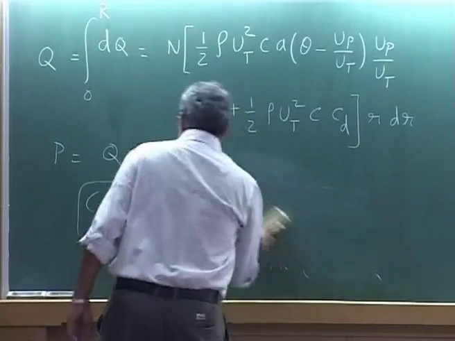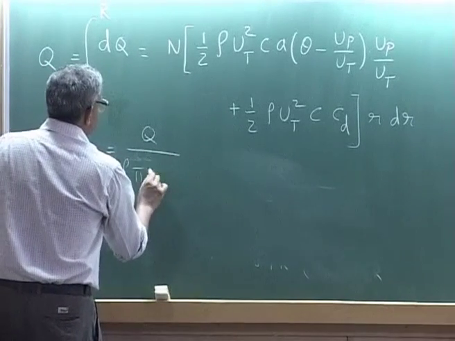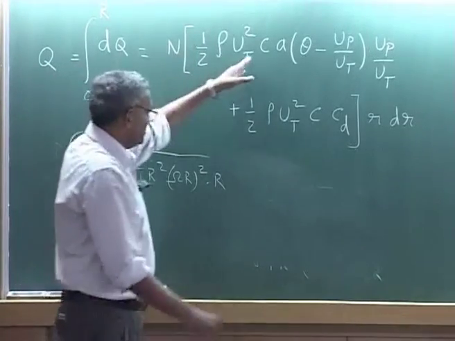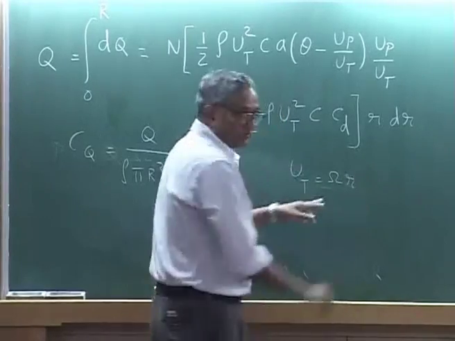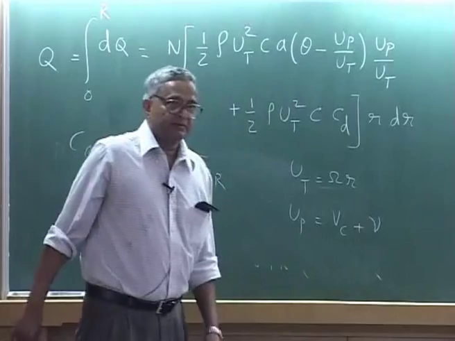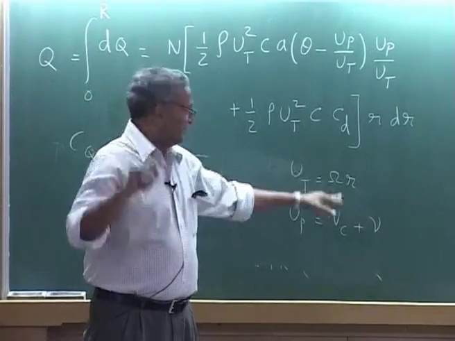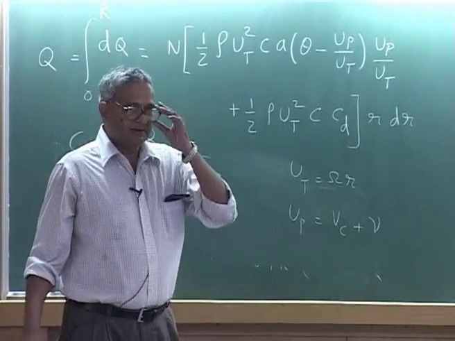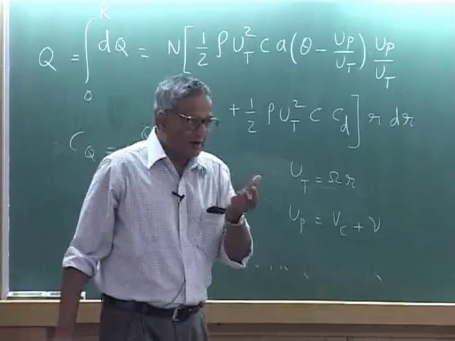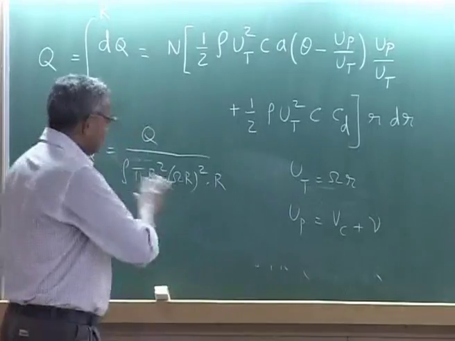Now, let us write the CQ. You have to divide by rho pi R square, omega R whole square, into R. So, non-dimensionalize this, and you know that ut is omega r, and u perpendicular, if there is a climb, we used it as Vc plus nu, right. So, non-dimensionalize with respect to capital omega R. So, this will become just r bar, r over R. This we call it as lambda. Okay. So, if you take this, rho will cancel out, then of course, you will get Nc over pi R, that will be sigma, the solidity ratio. Okay. You will get it in non-dimensional form, and I am going to write that in non-dimensional form.